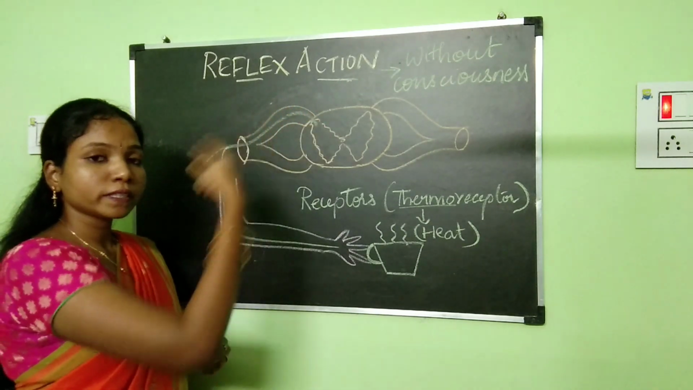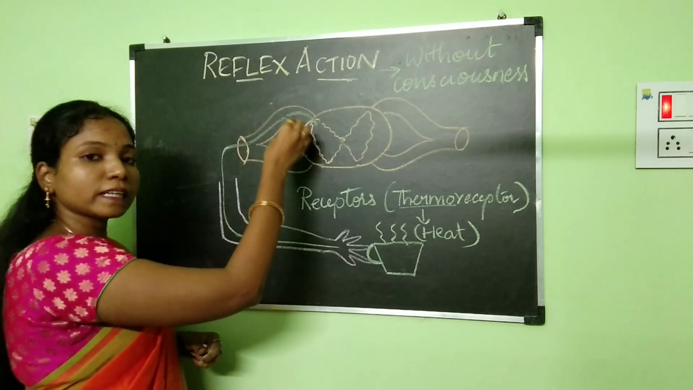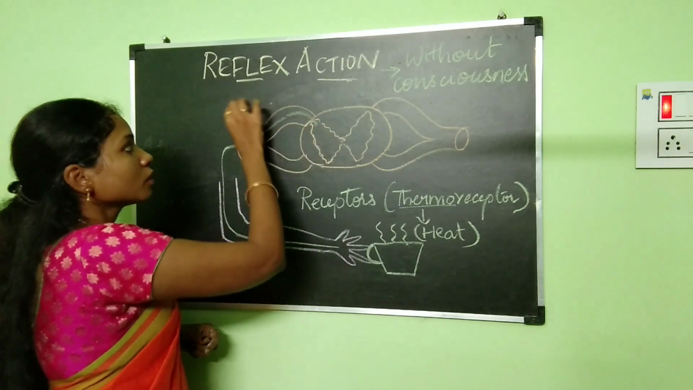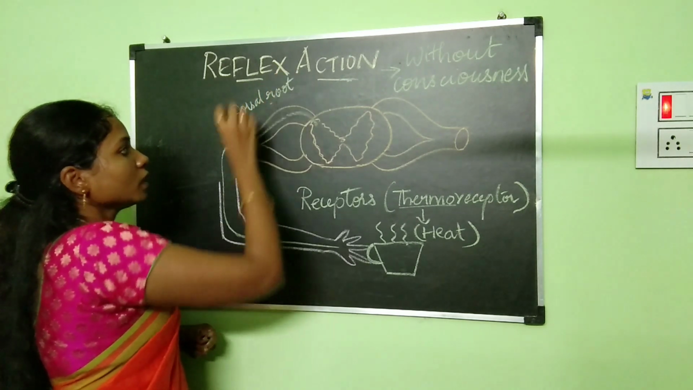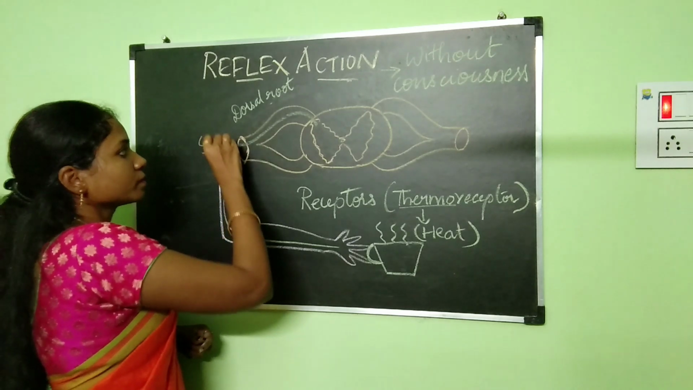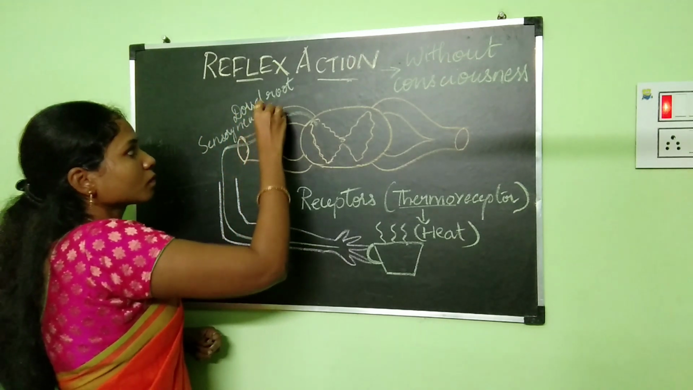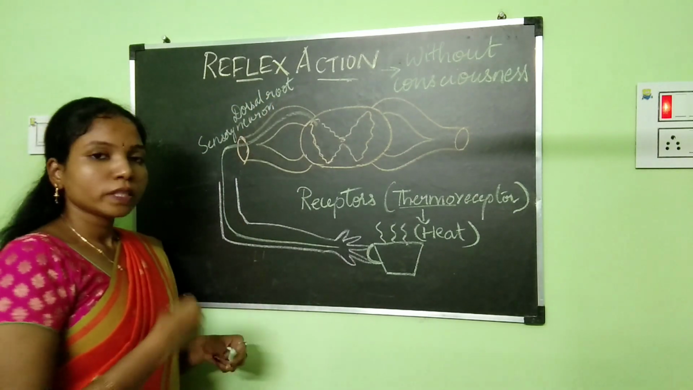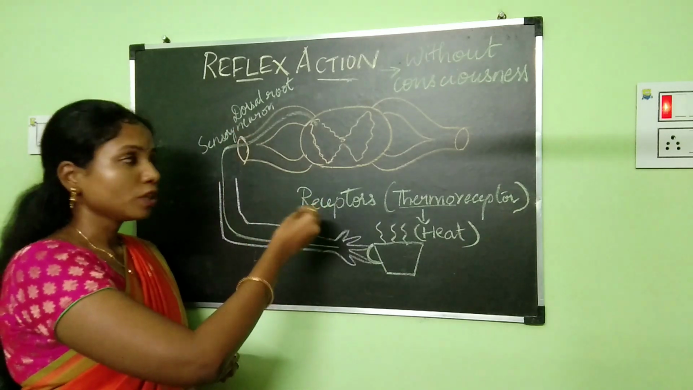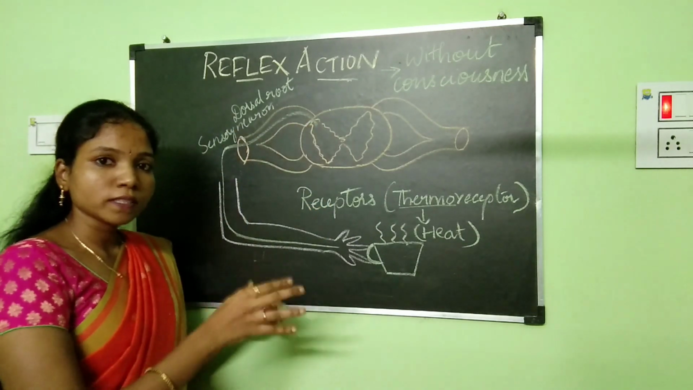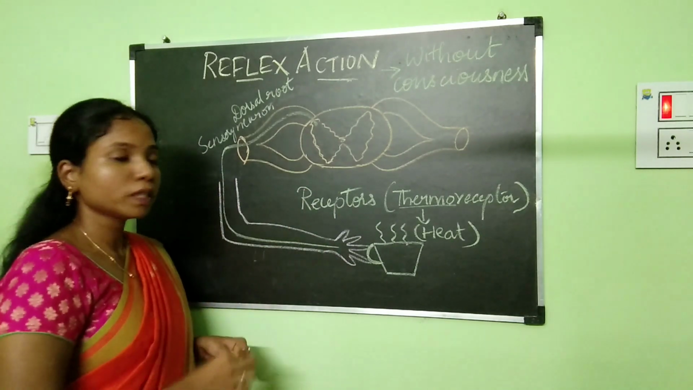So through which route is it entering into the spinal cord? The sensory neuron is entering the spinal cord through the dorsal root. And this is the sensory neuron. So the sensory neuron has taken the information, or the message, into the spinal cord. So what is the message here? The message is: the person has touched the hot object. That is going to be the message.